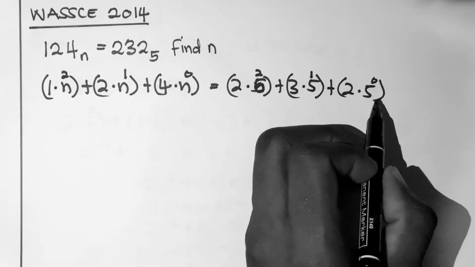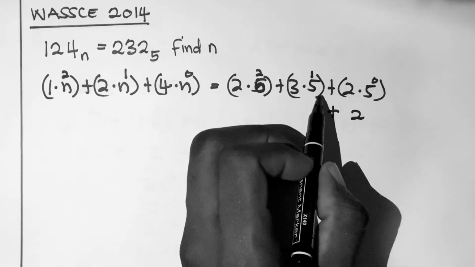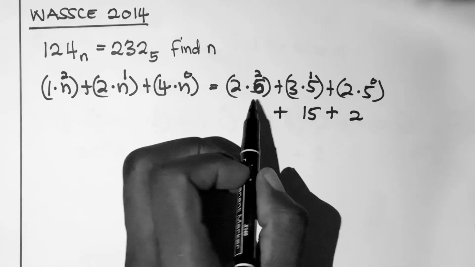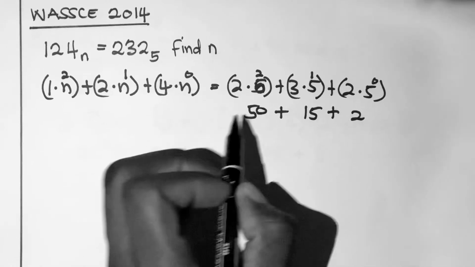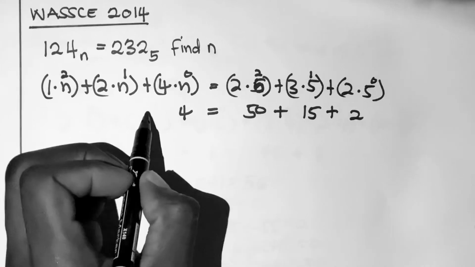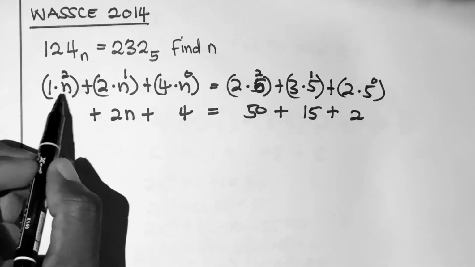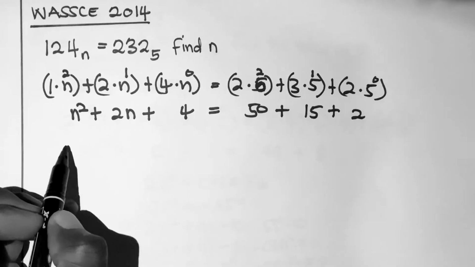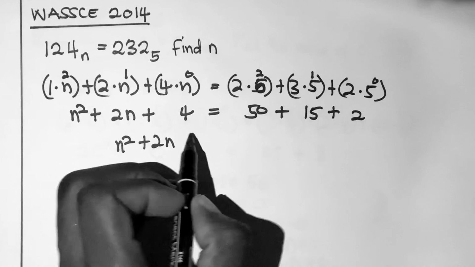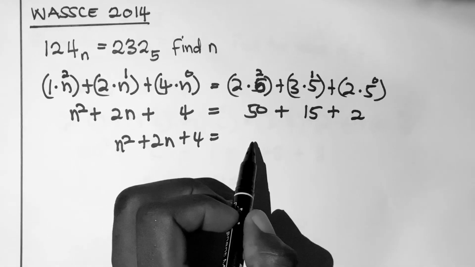So 5 exponent 0 is 1. 1 times 2 is 2. And plus 5 exponent 1 is 5 times 3 will give us 15. And plus 5 exponent 2 is 25 times 2 is 50. This is equal to n exponent 0 is 1 times 4 give us 4. Then n exponent 1 is n times 2 give us 2n. And plus n exponent 2 which is n squared. So this becomes n squared plus 2n plus 4 equals 50 plus 15 is 65.